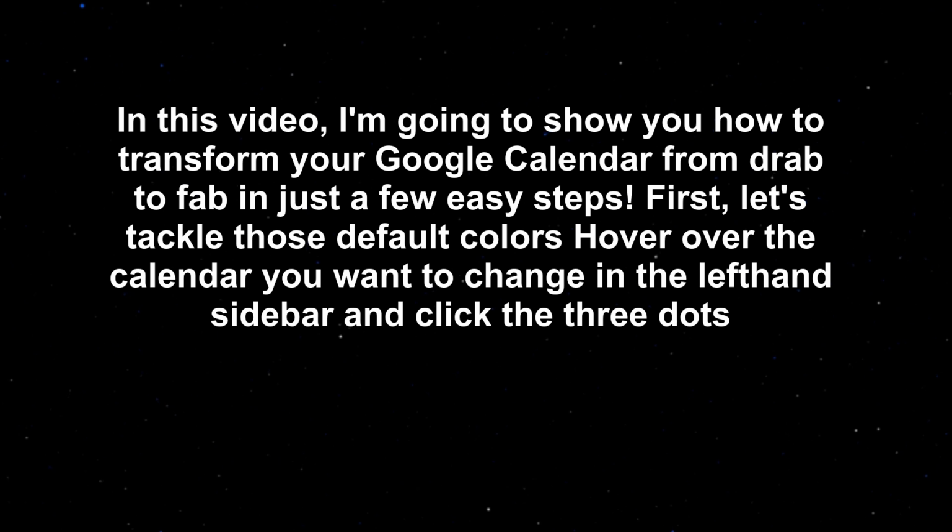Hover over the calendar you want to change in the left-hand sidebar and click the three dots. A color palette will pop up. Choose a color that speaks to you. You can even add a custom color if you're feeling extra creative. Repeat this for each of your calendars.